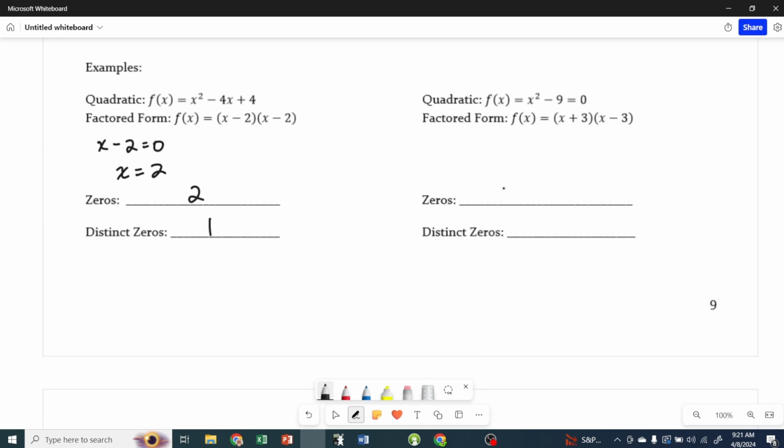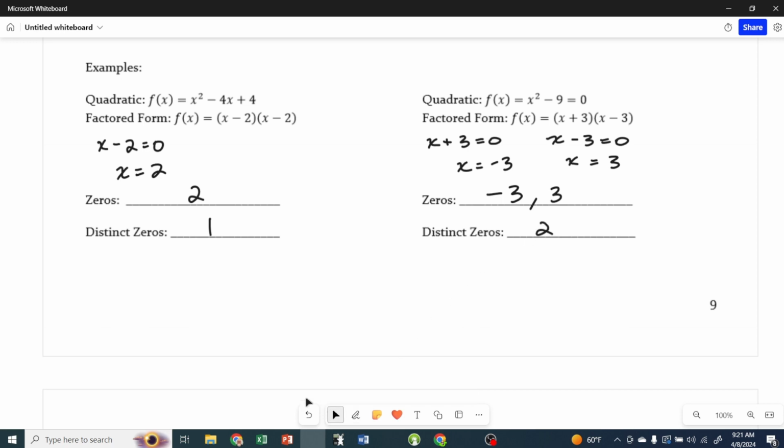In this second format, right, you'd say x plus 3 equals 0 and x minus 3 equals 0. So in this one, we subtract 3 from each side. We get x equals negative 3. Add 3 to each side here. We get x equals 3. So my zeros are negative 3 and 3. Now, how many distinct zeros do we have? We have 2. Okay.